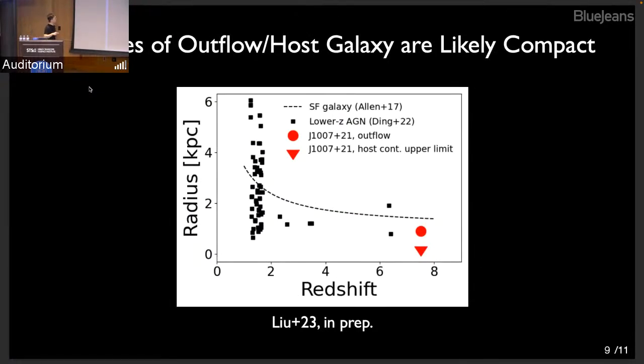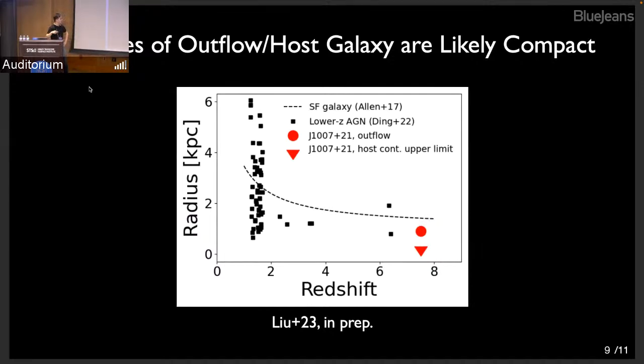And in addition, another thing we can see from our data is that the galaxy is likely compact. So here, this red data dot means the size of the outflow of our source, and this downward triangle indicates an upper limit on the stellar size of our source, which we have not detected any extended emission yet. So it's the upper limit.